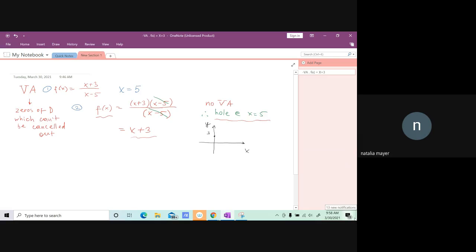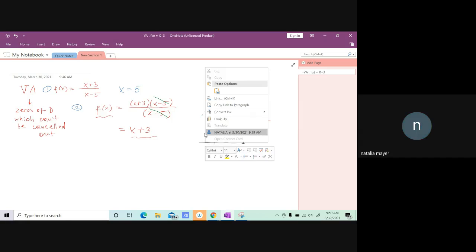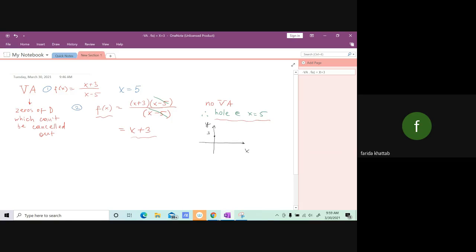And there's going to be a hole at 5. Very good. And what is the slope? 1 over 1, so like rise over run, 1, 1. So the slope is 1, right? Yeah. Okay, so something like that.